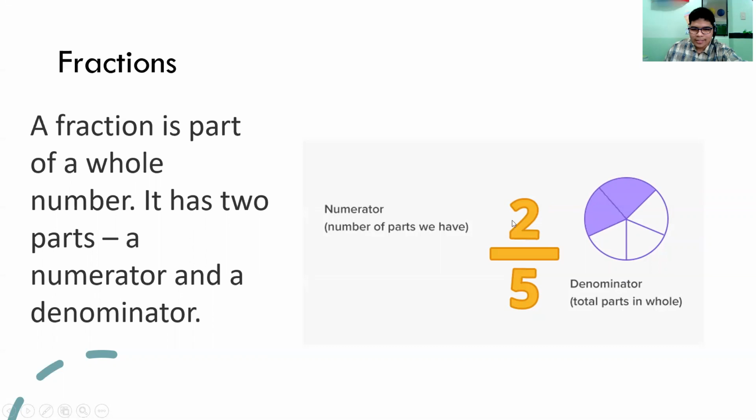So yung nasa taas, siya yung number of parts. Yung nasa baba, that's the total parts in one whole. So when you say 2/5, that means out of 5 parts in a whole, we only have 2 pieces. So yan yung shaded in violet.